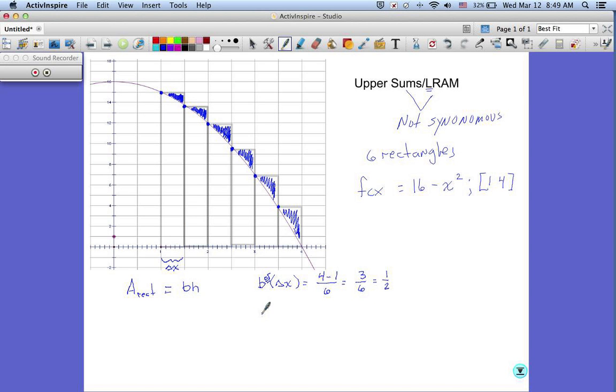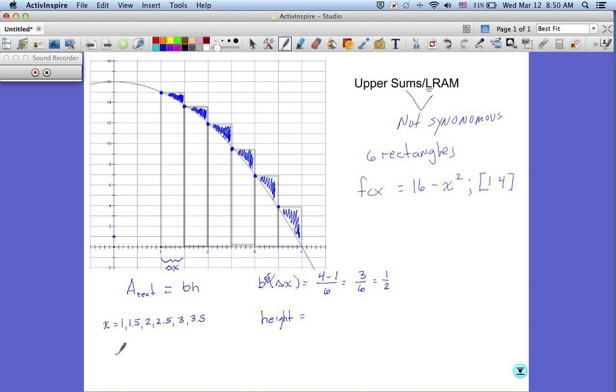Okay, now we got to figure out what the height is. Well, my height here is f of 1. 16 minus 1 squared is 15. My height here, I'm plugging in 1.5, so I get 16 minus 1.5 squared. Here I'm plugging in 2, here I'm plugging in 2.5, 3, 3.5, and I'm not plugging in 4. All right, so I need the numbers x equals 1, 1.5, 2, 2.5, 3, and 3.5. I think it's obvious to see they're changing at a rate of 1/2.